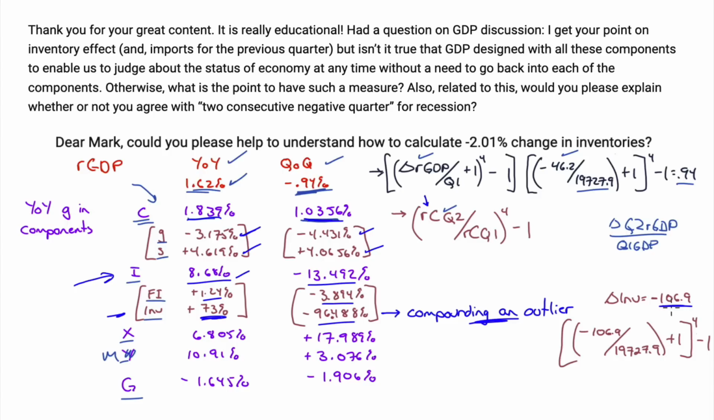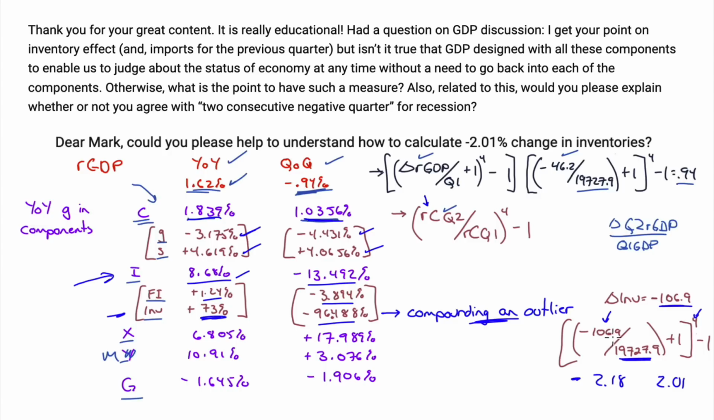So now we're going to do an attribution analysis where you take the change quarter over quarter divided by what the level was last quarter, add 1 and compound it for 4 quarters, or you could just multiply it by 4. You'll get close enough. Subtract 1, you get to 2.18 versus 2.01.